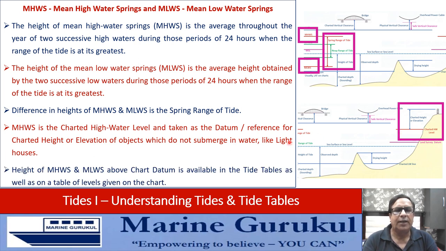Height of mean high water spring and mean low water spring above chart datum is available in the tide tables, so it can be obtained from tide tables, as well as from a table of tides which is contained on the navigational charts.